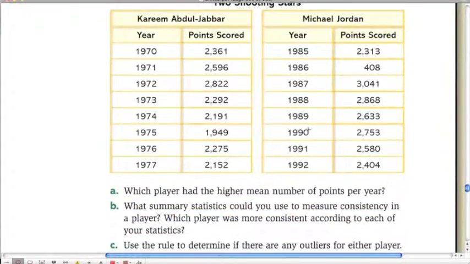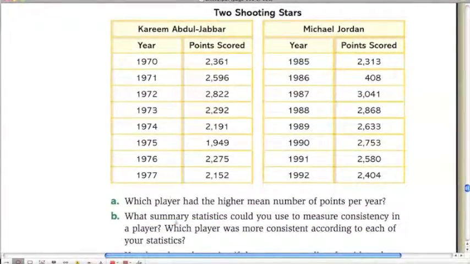We're now looking at B, which says, what summary statistics could you use to measure consistency in a player? Which player was more consistent according to each of your statistics? Well, the idea of consistency has to do with how much it changes, and you'd think that somebody who was more consistent would have less variability. So in other words, they would have lower values for either the IQR or the standard deviation. The problem, though, becomes which one to use, the IQR or the standard deviation.